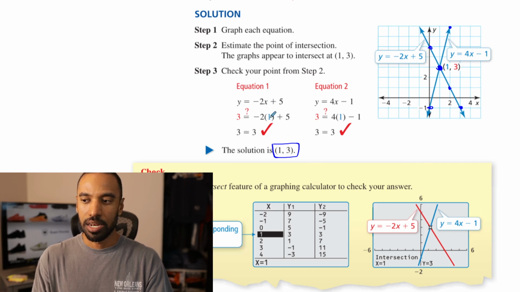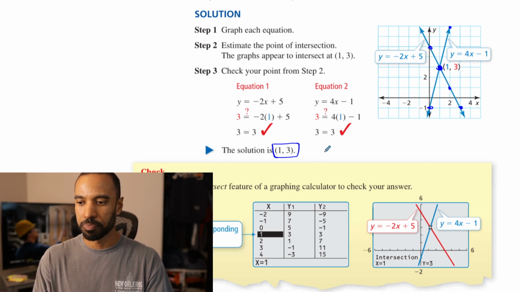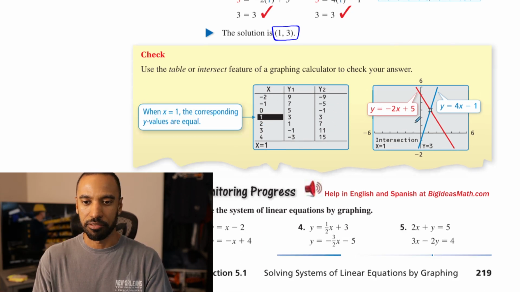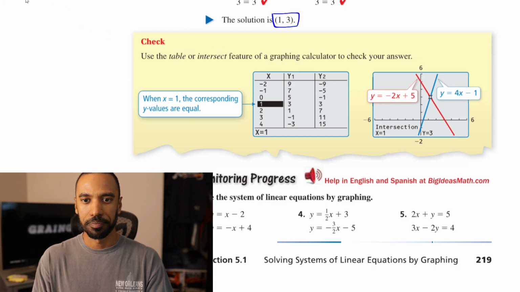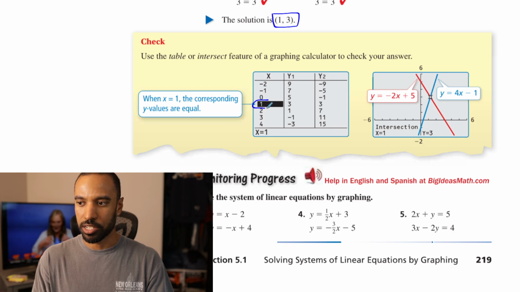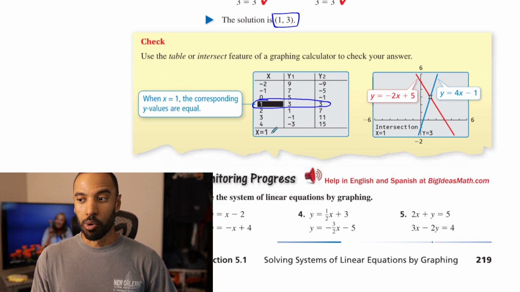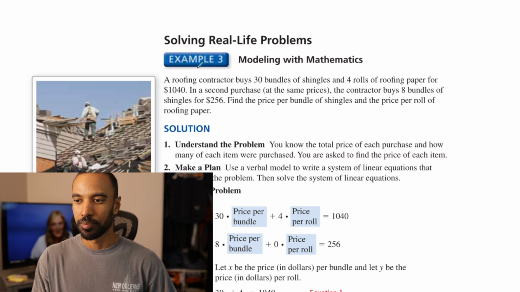Now, double checking, -2 times 1 plus 5 is 3, and that one works. 4 times 1 minus 1 is 3, and that one works. Again, we might do some mental double checking, but there it is. You can also double check using a calculator and try and see where they intersect there. We might have to do that kind of thing. But yeah, there's an intersect feature, which we'll take a look at for that. Now, as far as the table feature goes, this is kind of cool. When x is 1, you get the same y value for both, and that's the point. Because there's more than one solution to every equation, right? But there's only one x that gives the same y value for both.